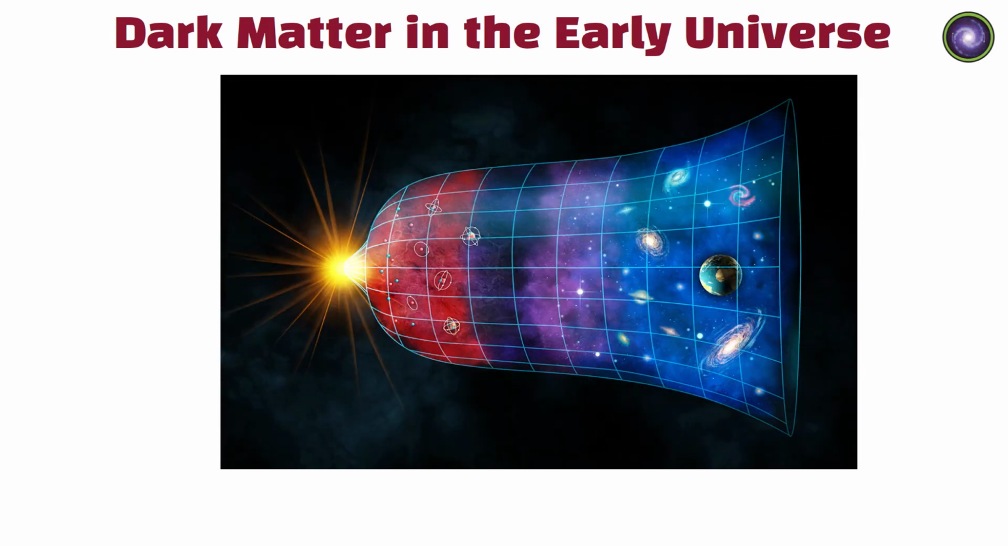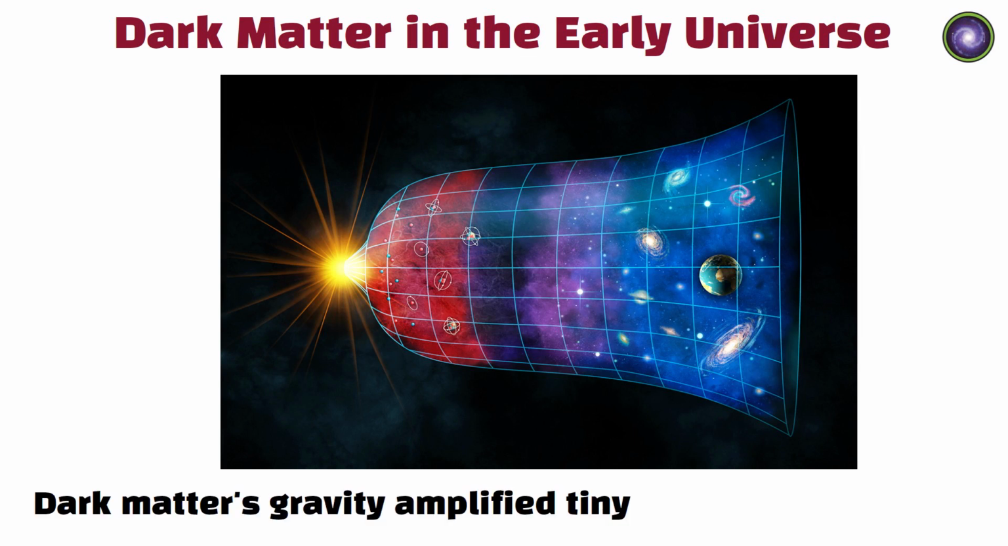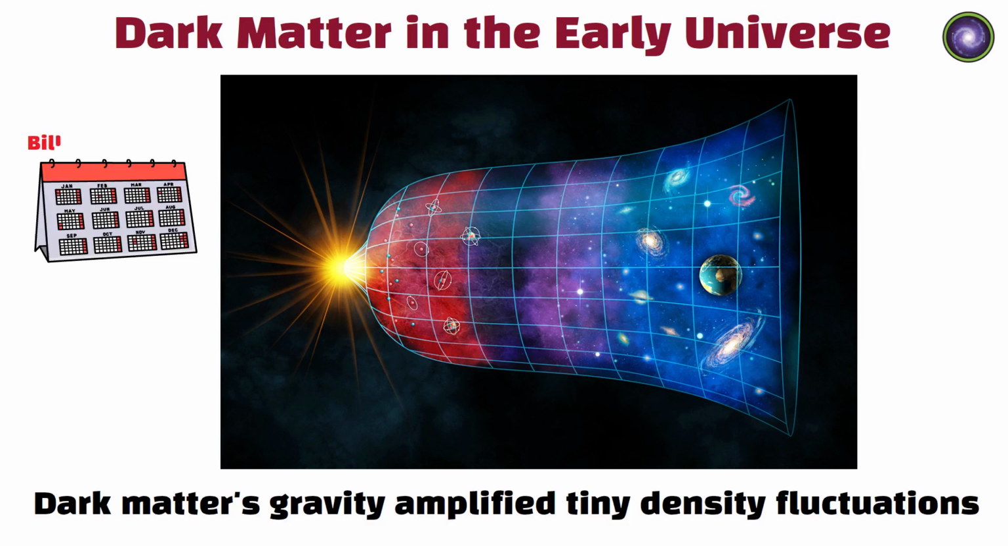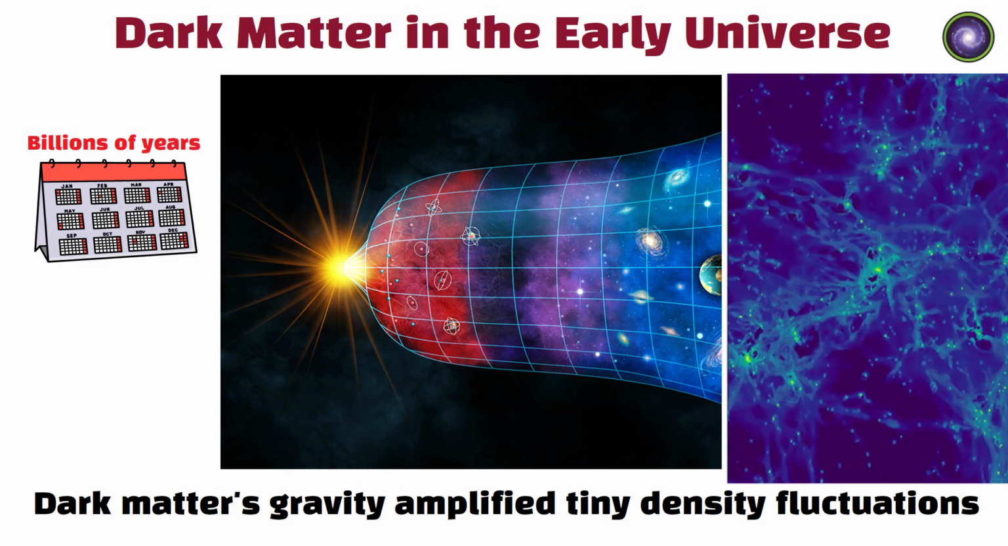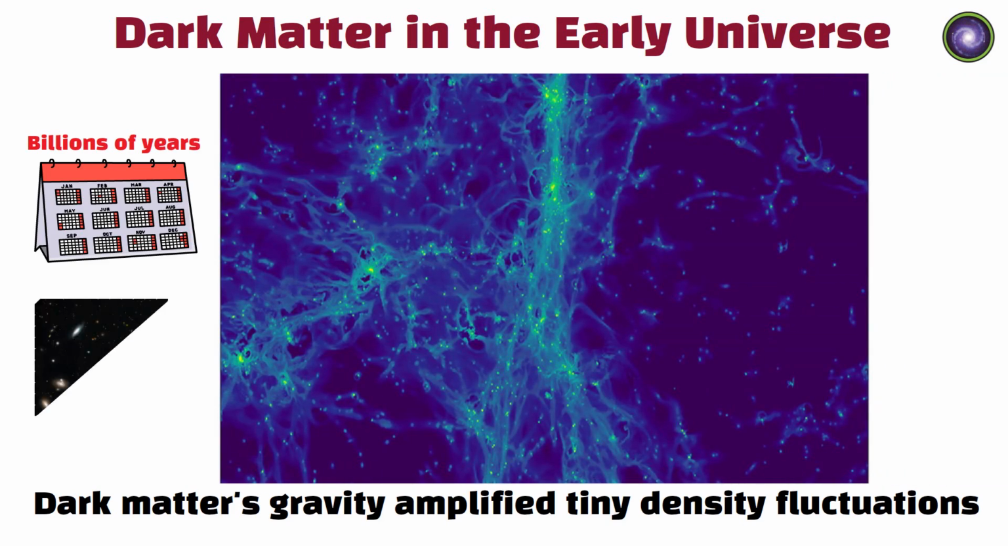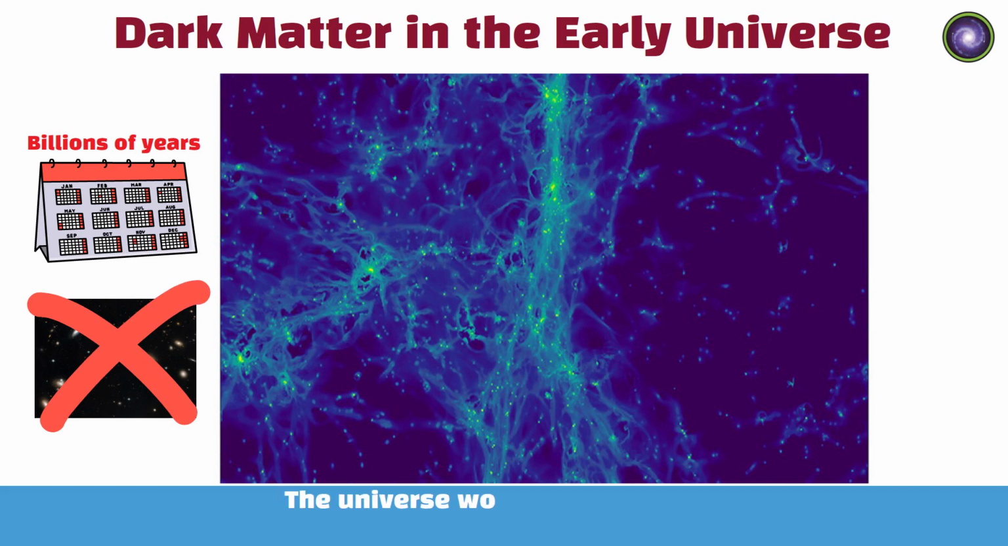As the universe expanded, dark matter's gravity amplified tiny density fluctuations. Over billions of years, these grew into the cosmic web of filaments and voids we see today. Without dark matter, the universe would be far more uniform and lack large-scale structures.